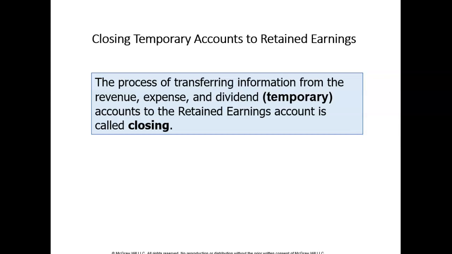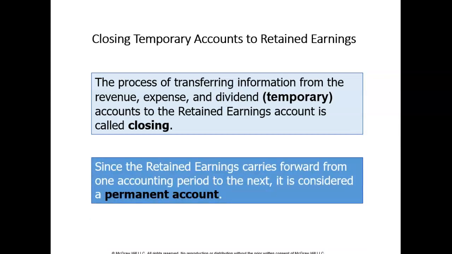But when November comes, you begin with a zero balance. The same is true for expenses and dividends, and you'll learn more as we go about how to close out these temporary accounts. Retained earnings is a permanent account, so the balances from these three accounts are transferred to retained earnings, and that balance will carry forward from one accounting period to the next, meaning that my ending retained earnings balance for the current accounting period will become the beginning retained earnings for the upcoming accounting period.